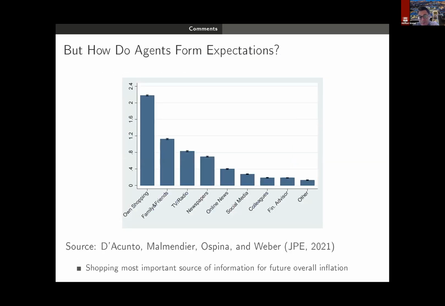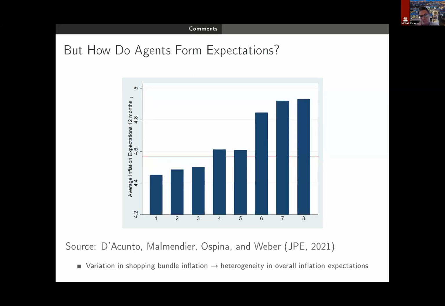Then going back, is it really the case that households don't focus on oil and grocery-based price changes when forming inflation expectations? Maybe also not really the case. If you ask people, what is your main source of information when forming inflation expectations? Primarily their own shopping trips when going grocery shopping is by far the most important source of information, which then also translates pretty strongly into higher overall inflation expectations.